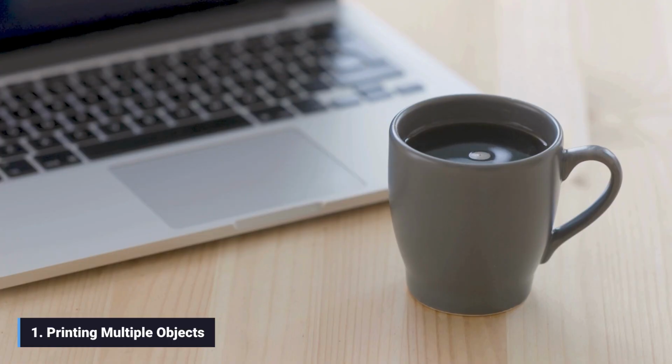1. Printing multiple objects. You can pass multiple objects separated by commas to the print function. By default, it automatically separates these objects with a single space.